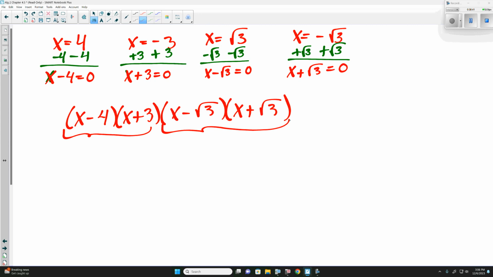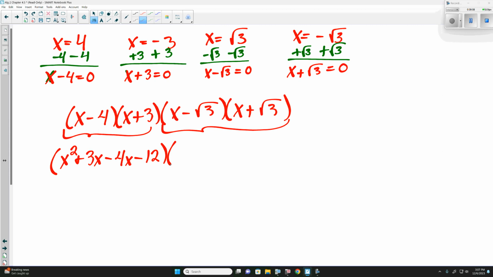Yes. Yeah, there's nothing that says we can't do our x minus 4 times x plus 3, have it as one set of parentheses, then do the other. Because if we did this, x times x would be x squared, x times 3 would be plus 3x, negative 4 times x would be negative 4x, and negative 4 times 3 would be negative 12.